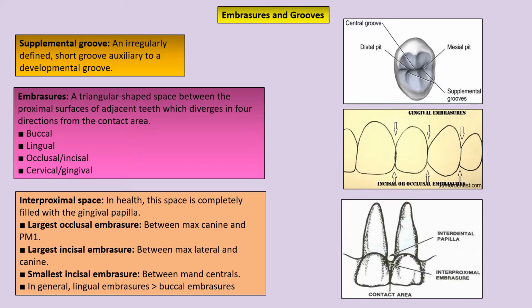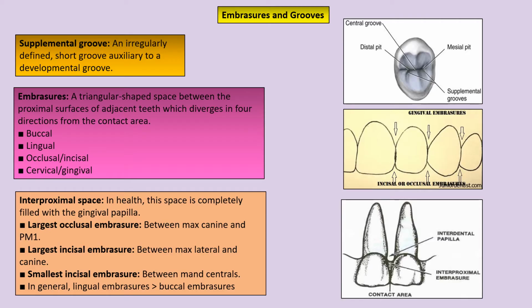Now, embrasures are triangular shaped spaces between the proximal surfaces of adjacent teeth, which diverge in 4 directions from the contact area. So you have buccal embrasure, lingual embrasure, occlusal or incisal, and cervical or gingival. As we know, embrasures form the spillways or the self-cleansing areas. The interproximal space is filled with gingival papilla in the healthy condition.